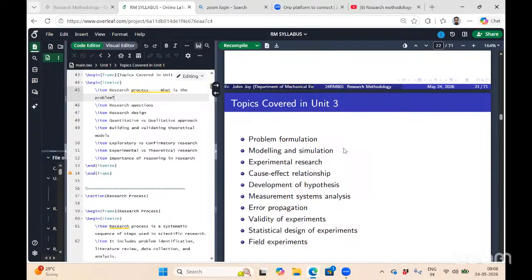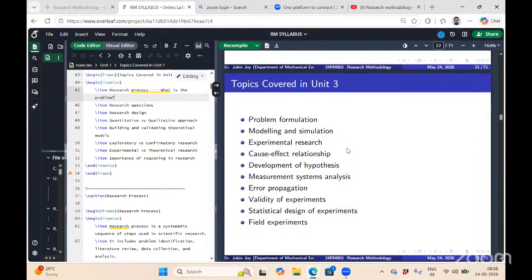Coming to experimental research and data analysis. Problem formulation is the main step involved in the research. The researcher should identify and define the problem clearly. Then modeling and simulation means representing real systems mathematically or with computer models, and then studying the performance of those systems. In engineering research, this is very important.